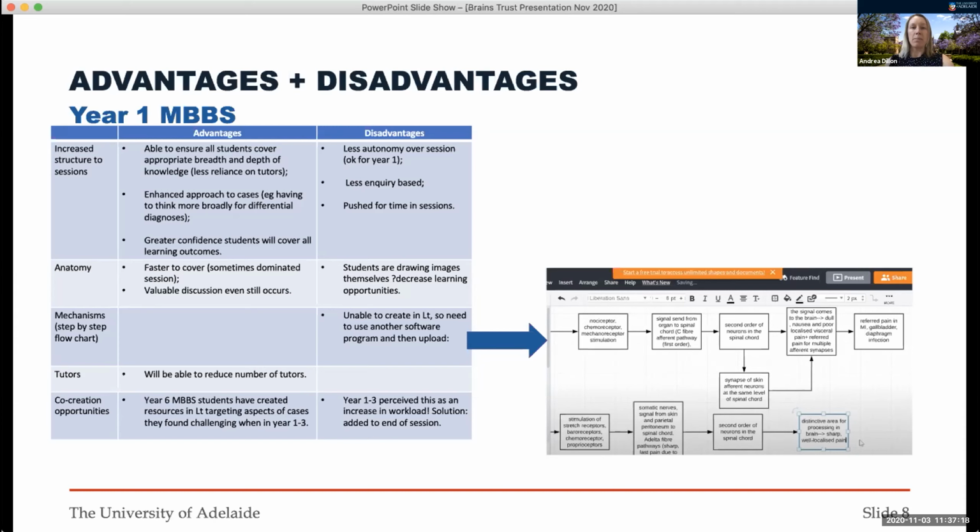I was worried with anatomy that the students not drawing the images might decrease the learning opportunities, but you can see that the discussion was quite rich around that. So we're feeling better about that. Probably our biggest hurdle early on was mechanisms.